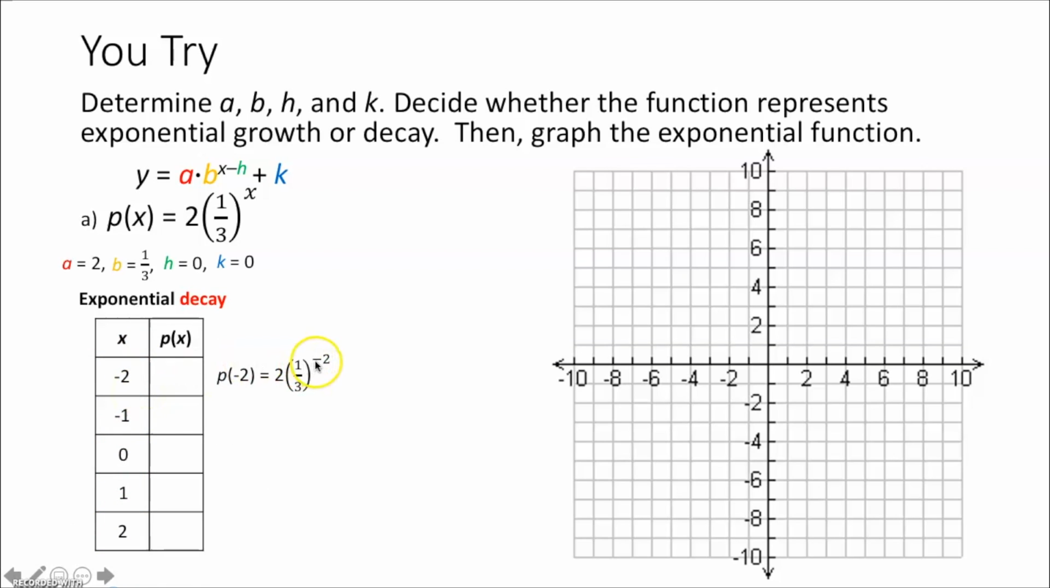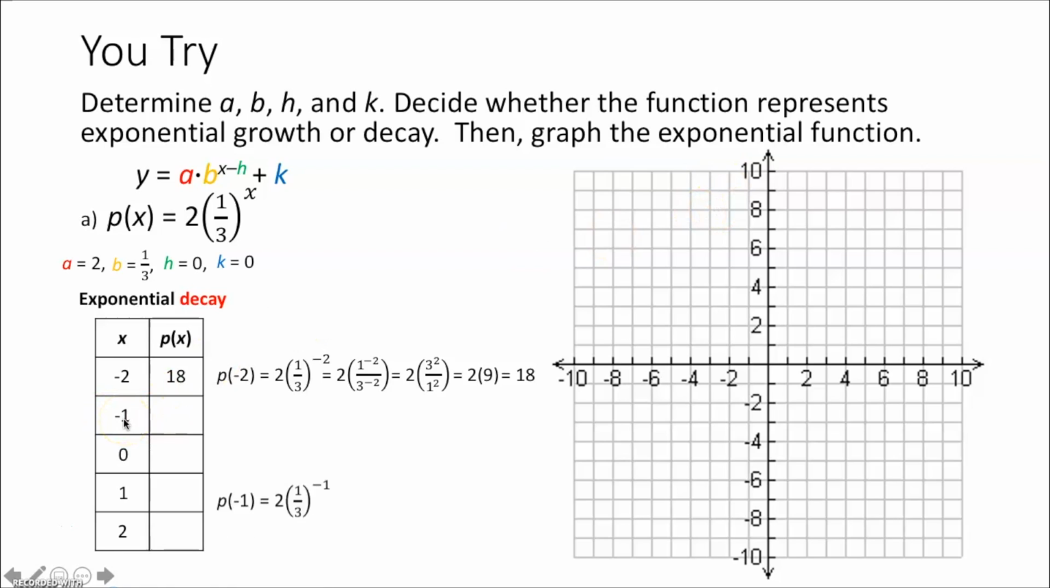If I were to plug in -2 for x here, 1/3 to the -2 power. Remember, what happens if you have a fraction raised to an exponent, that exponent has to go to the numerator and denominator. And to make a negative exponent positive, you got to flip it. So this 1 to the -2 goes to the denominator, becomes 1 to the +2. 3 to the -2 goes to the numerator, becomes 3 to the +2. Now you square those and you multiply by 2, you end up getting 18. So that's the y value that goes here. So we go over to -2 up to 18. Oh, that's off the graph, so we're not going to graph that.